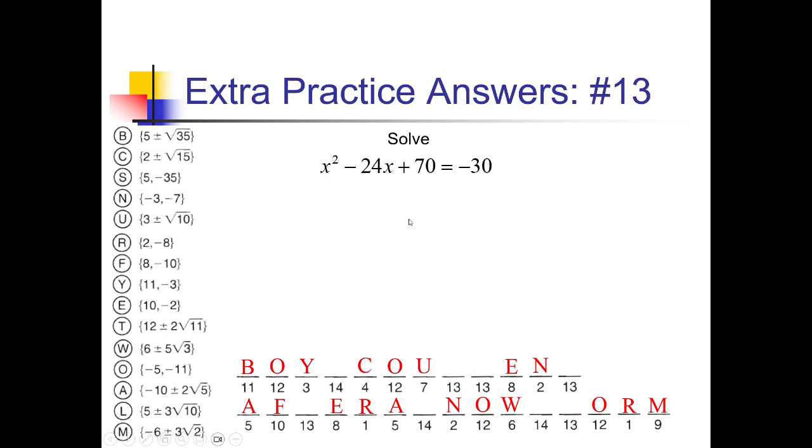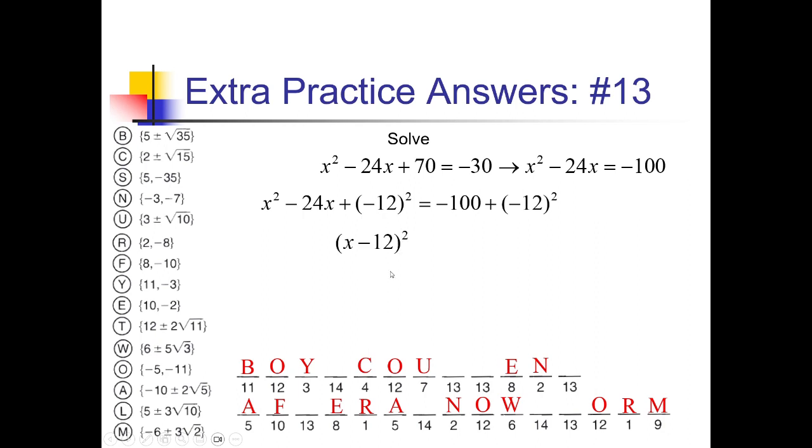To do this next one, I'm going to subtract 30 from both sides so I can complete the square. Negative 30, or I should say subtract 70. So negative 30 minus 70 is negative 100 over there. Half of negative 24 is negative 12, so I'm adding negative 12 squared to both sides. That gives me x minus 12 squared on the left, and then negative 100 plus 144 over on the right. So that's going to be positive 44 for that right side.